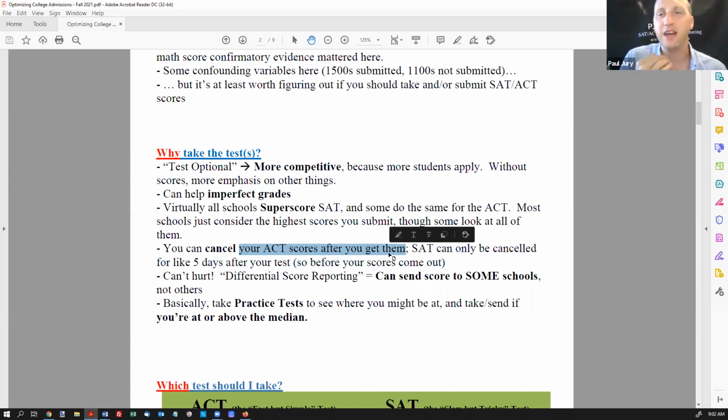But really, it's more about submitting them than it is about taking them. And I usually say, these days, it can't hurt. You can also do something called differential score reporting. This is a fancy word for saying you can send your score to some schools, but not others.